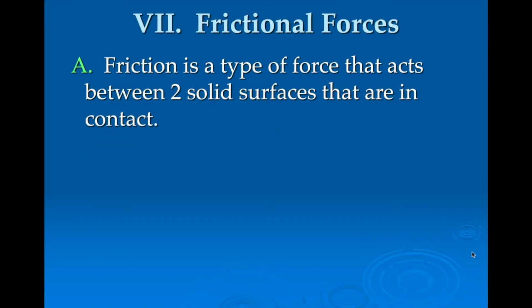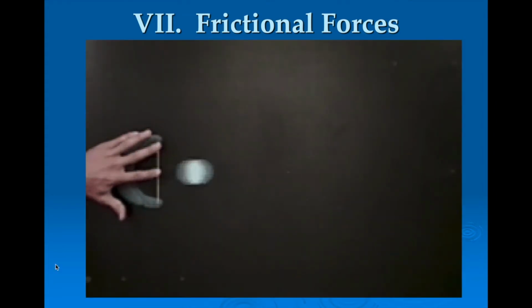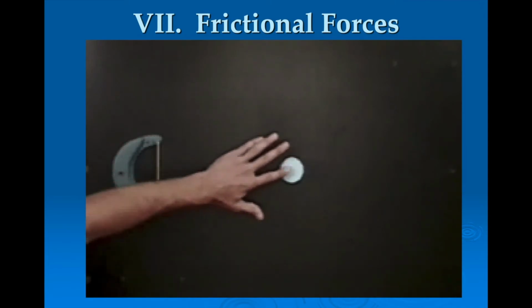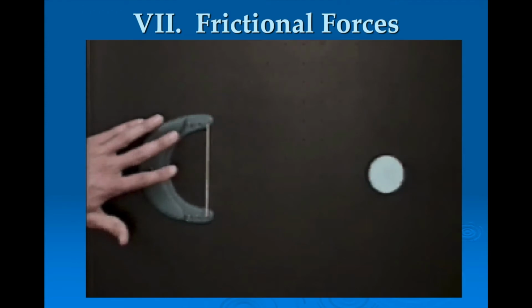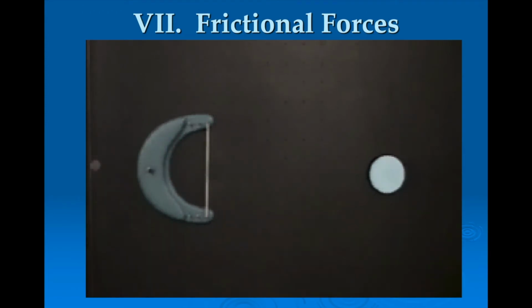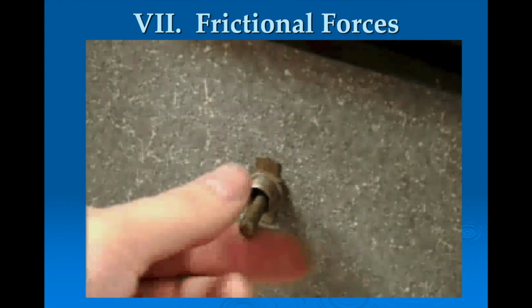So today we're going to learn about frictional forces. This type of friction is not air resistance or some of the other types of resistance forces we've looked at. This type of friction acts between two solid surfaces that are in contact with one another. So when two surfaces rub together, we get that frictional force. You can see that in this puck as it's shot across the table. It's rubbing on the table surface, and friction opposes the motion, slowing that down.